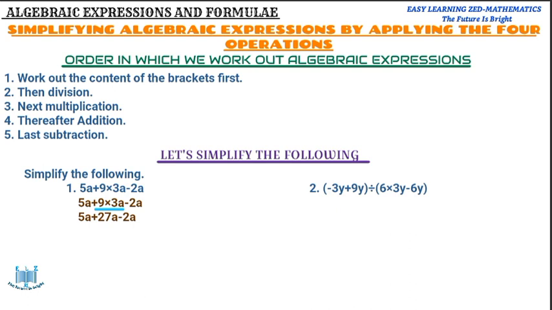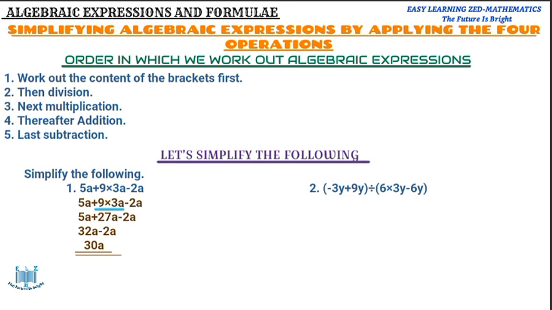You can see that 5a plus 27a, we're going to add that, which will give us 32a. Then we're going to say minus 2a because negative 2a we haven't touched it yet. Once we have done that, 32a minus 2a will give us 30a. So 30a will be our final answer. So simplifying 5a plus 9 multiplied by 3a minus 2a will give us 30a. Now let's go to question 2.